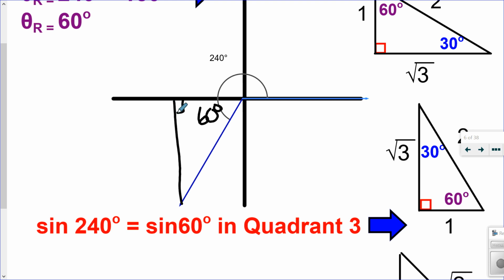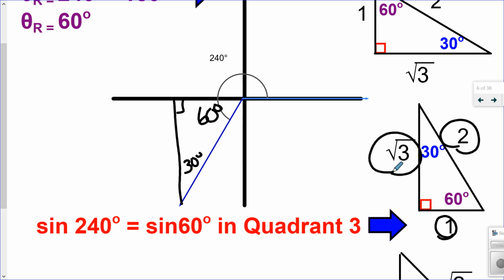Okay, so I know this is a 30, 60, 90 triangle. I have it on the side there. You guys can see it, but let's just label it. Remember, 30, 60, 90 is 1, 2, root 3. The root 3 and the 30 always go side by side, so that means I know my root 3 is here. So it's going to be 1, 2, root 3, and the hypotenuse is always 2.